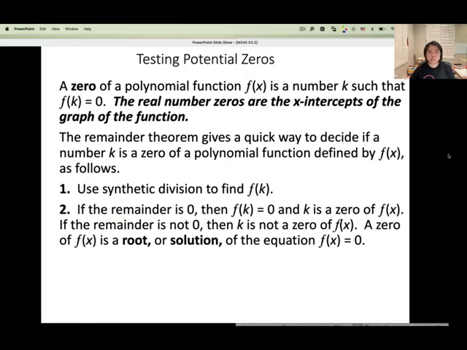Testing potential zeros. A zero of a polynomial function f of x is a number k such that f of k equals 0. The real number zeros are the x-intercepts of the graph of the function. So this is talking about when you want to find the x-intercept, you plug in y equal to 0. That means f of x equals 0. If you can find a number k and plug it into f of x, and you get the answer equal to 0, then k will be your x-intercept. Okay, this is the idea. The remainder theorem helps us find the potential zeros, and a zero is talking about the roots or a solution.